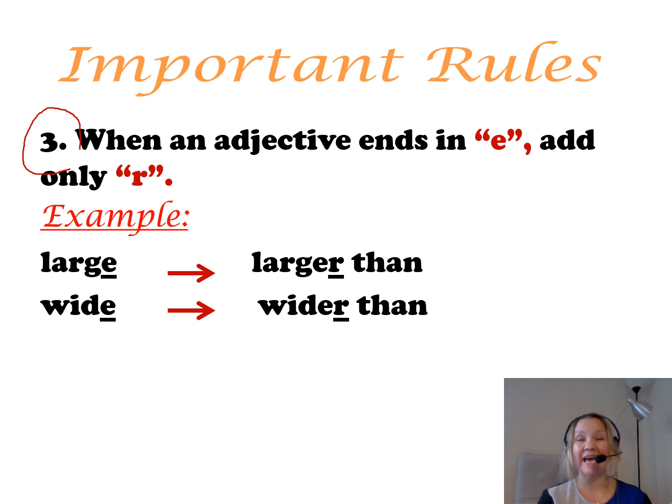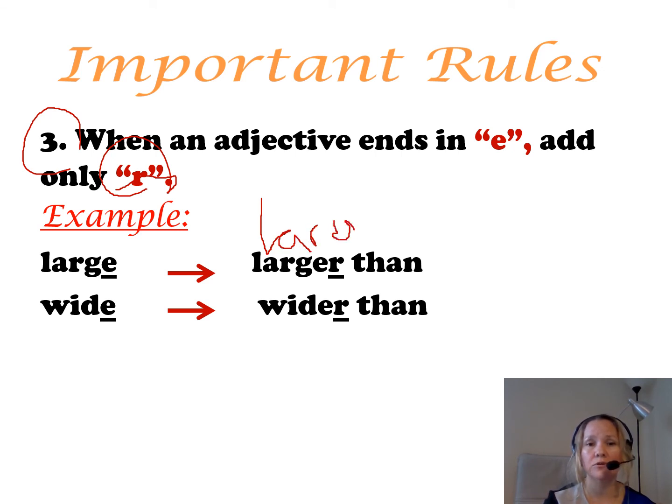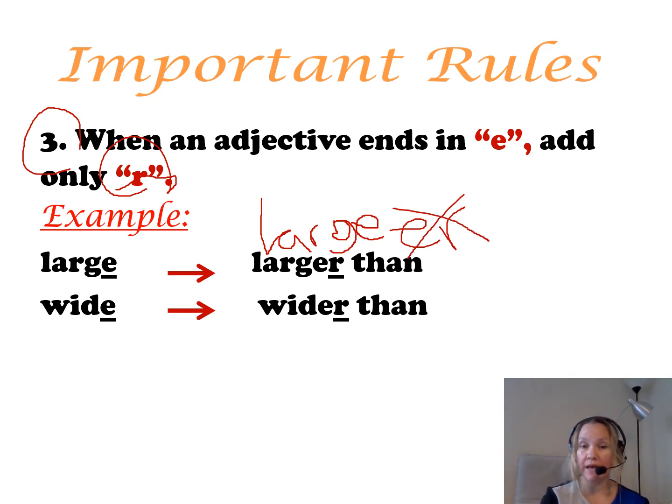Let's have a look at number 3. When an adjective ends in E, we just have to put an R at the end. So large. Large doesn't become largeer like we add to the other adjectives, but because it ends with E, you have to put an R at the end. So large, larger, wide, wider. Excellent.